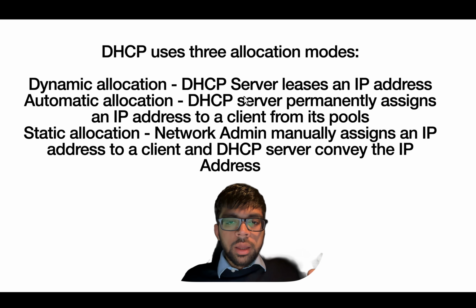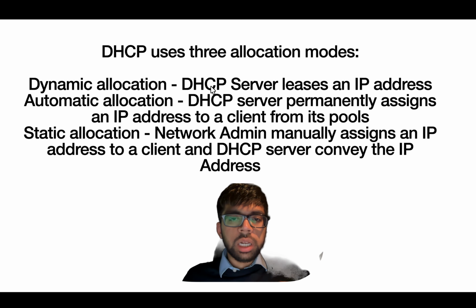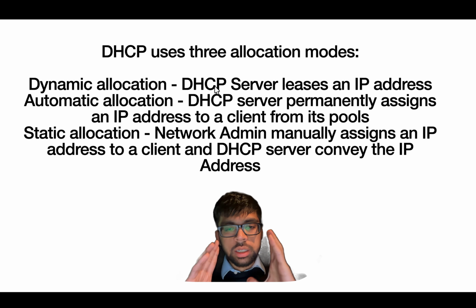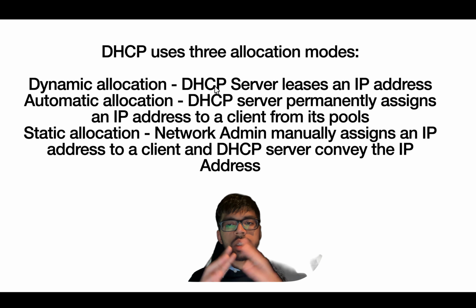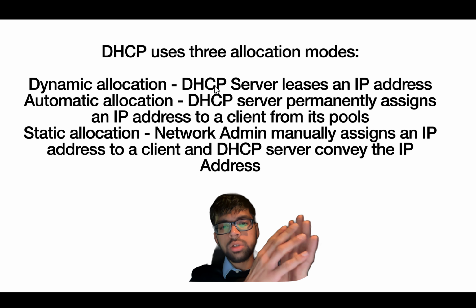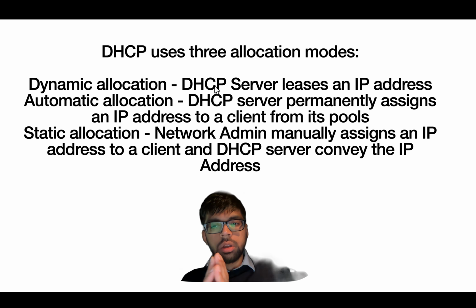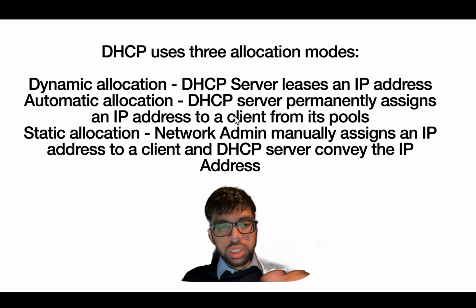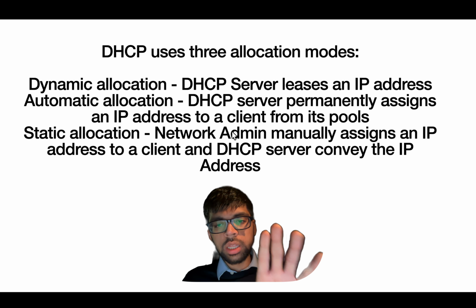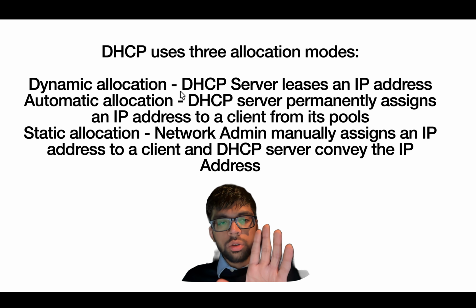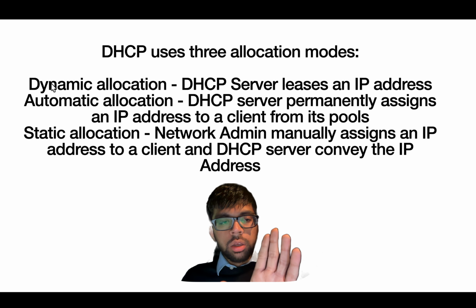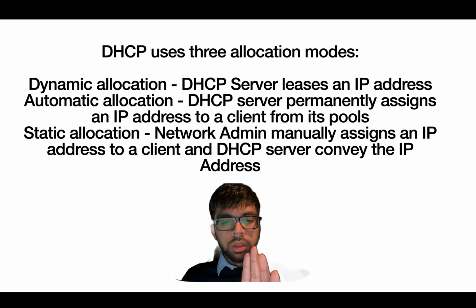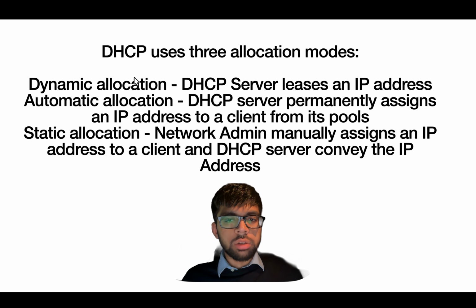All right, so let's go through this again. Dynamic allocation: the DHCP server is leasing an IP address. Automatic allocation: the DHCP server is permanently assigning an IP address to a client from its pools. And static allocation is a network admin manually assigning an IP address to a client, to a host, and the DHCP server conveys the IP address. So what we're doing here is dynamic allocation with DHCP for this lesson, so we're concentrating on that at the moment.